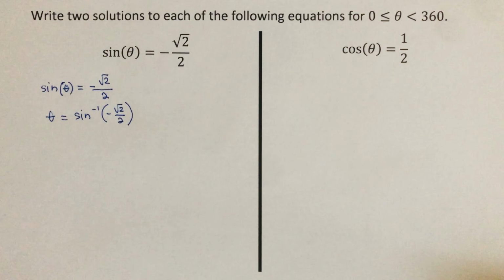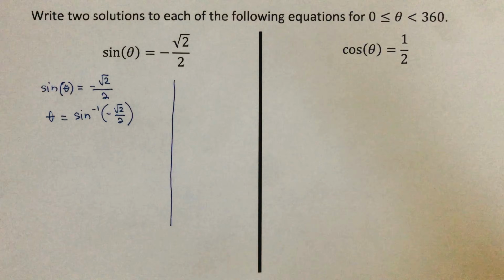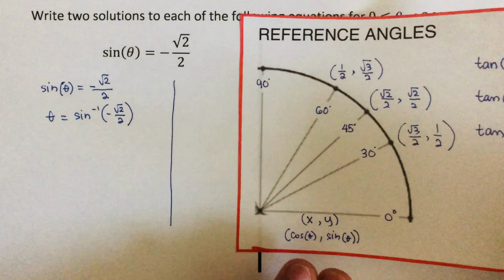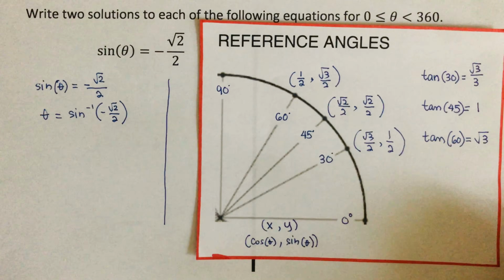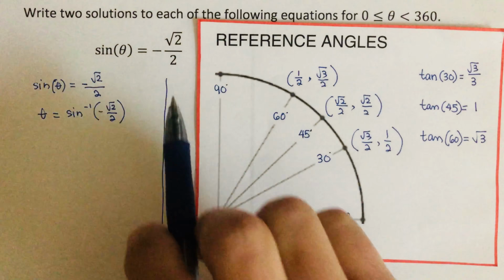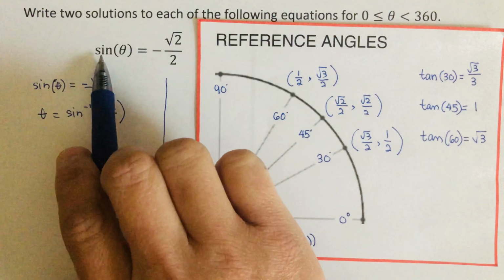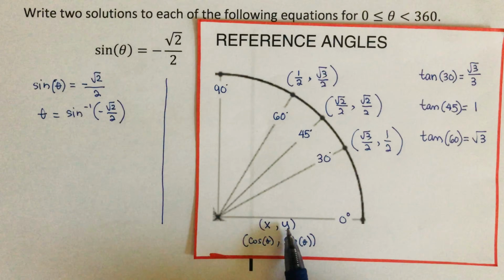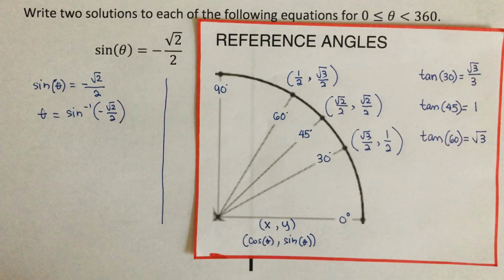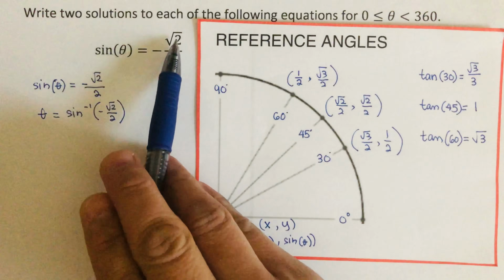Now, in order that we can solve for theta here, there are steps that we need to follow. The first step is to determine the reference angle. In order that we can determine the reference angle, I would like to bring this back. So we're going to use this in determining the reference angle. We look for the value here that is square root of 2 over 2. At the same time, this is a sine. We remember that the x represents the cosine of the angle and the y represents the sine of the angle. So if we want to determine the reference angle, we're going to look for this value.